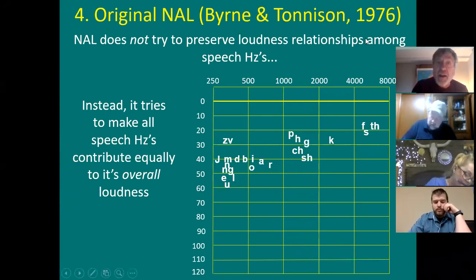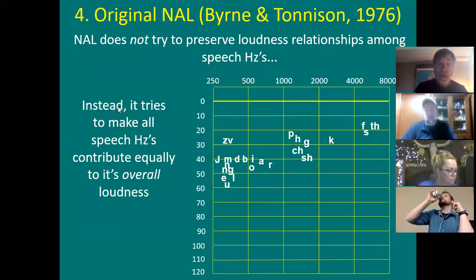Now NAL said, screw it. Forget that. We don't care. If that's the way normal hearing people hear, we don't care. When we amplify, we want to make all adjacent speech frequencies contribute equally to the overall loudness. We don't want to make it that the vowels are heard louder than the consonants. We don't believe in that. That's not our belief. I know that's the way normal hearing people hear speech. They hear the vowels louder than the consonants. We don't want to preserve that loudness relationship among adjacent speech frequencies for the hearing impaired.